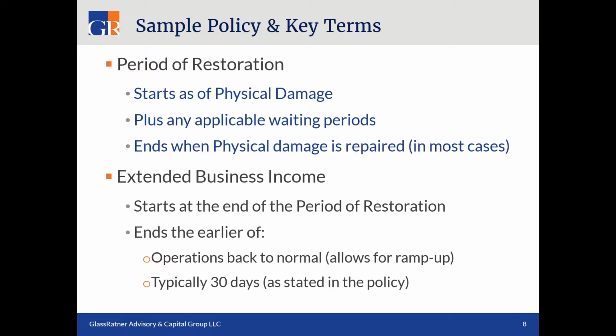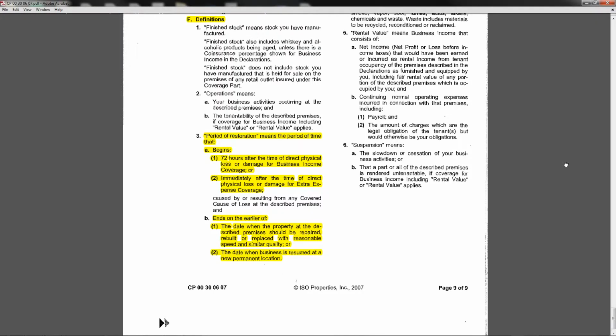So the period begins when the physical damage occurs, plus a 72-hour waiting period in cases of business income. For extra expense, there is no 72-hour waiting period. And it's going to end when the physical damage is repaired. Sometimes what happens, though, is that an insurer may determine that an insured has not done enough to mitigate their loss and may in turn cut off that period of restoration based on the terms of the policy. Sometimes an insured may also decide to move locations based on the speed at which they can get back up in operations. So in the case where a physical building was damaged, they may move to a new location and resume permanent operations, in which case the period of restoration ends.